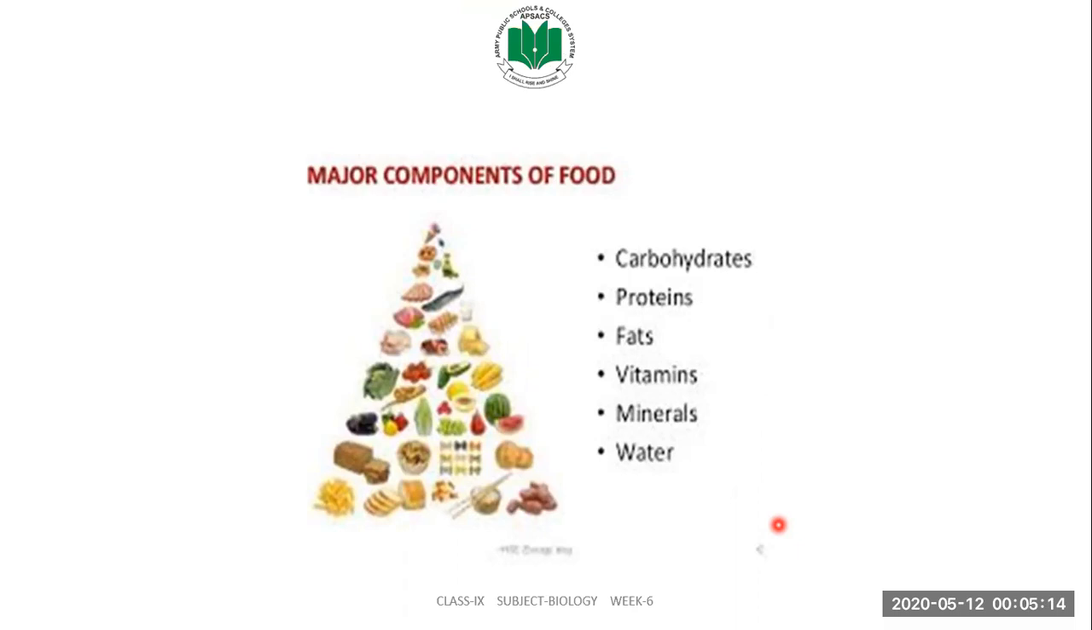Just have a quick review of what we learned in our previous lesson: we learned the major components of food, including carbohydrates. Our list includes proteins, fats, vitamins, minerals, and water. We learned much about carbohydrates, which are sugars. They serve as a source of energy. We will learn today about lipids and proteins.